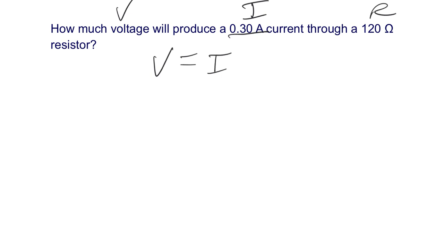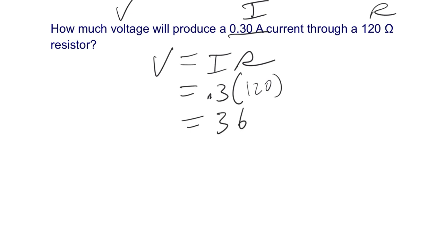Okay, so V equals IR. I don't have to rearrange that. 0.3 times 120. That would be, let's see, 360, but move the decimal point, so that'd be 36 volts.